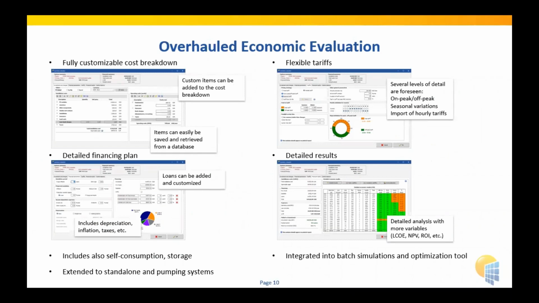Also, the tariffs that you can define for the analysis are now much more flexible. So you can have several scenarios, on-peak, off-peak, seasonal variations, or you can even import them from a CSV file and have completely customized tariffs that you will use in your analysis. And then in the results, you now have a more detailed analysis with more variables that we added: LCOE, NPV, ROI, etc. This economic evaluation also includes scenarios of self-consumption and storage, and has been extended also to standalone and pumping systems that you can simulate with PVSyst.